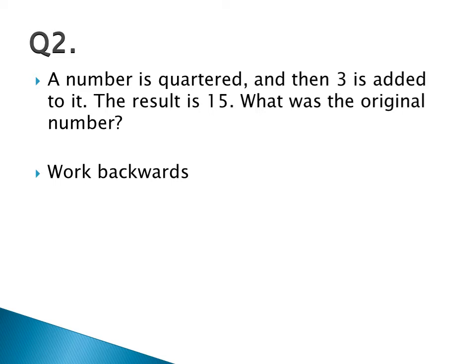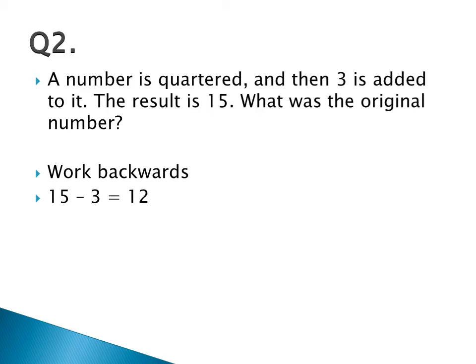So to find the original number, first of all, we need to take 3 away from 15 because in the question it says 3 is added to the number. So to find the number, in this case, we are taking 3 away from the number. So 15 take away 3 is 12. Then in the beginning, the question says a number is quartered. Before they added 3, they quartered the number. That means they divided by 4.